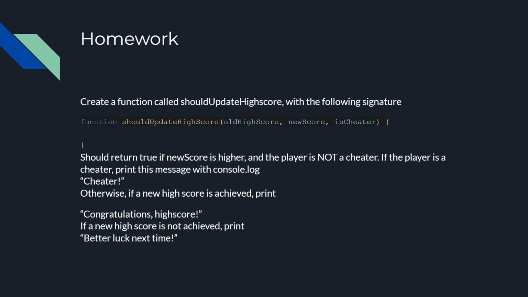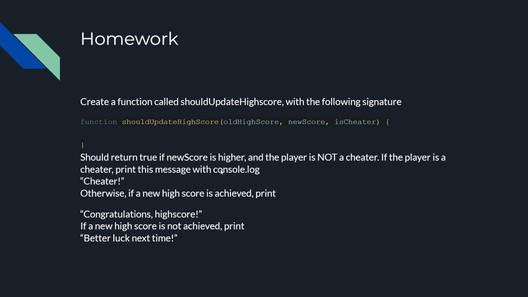Imagine the player has just finished a game and they got a new score, and we need to compare to see, is this a score better than before? So we have the old high score, we have the new score, and conveniently we have a boolean that indicates if the player is a cheater. Of course, if the player is a cheater, no matter what new score they get, we are not going to assign the high score to a cheater. So this is what your function should do.